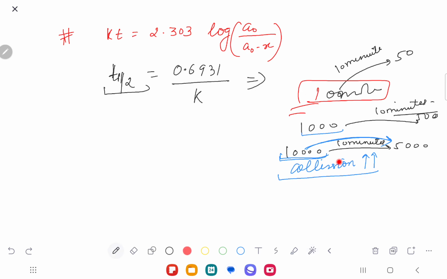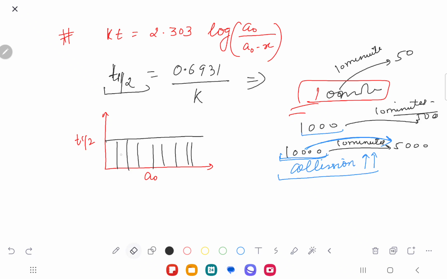You understand? So here, if I draw the graph of t half versus initial concentration, no matter whether you increase the initial concentration, every time the initial concentration is increasing, the half-life time is still the same. You understand? Because at a faster rate. So write it down. This is an important understanding.